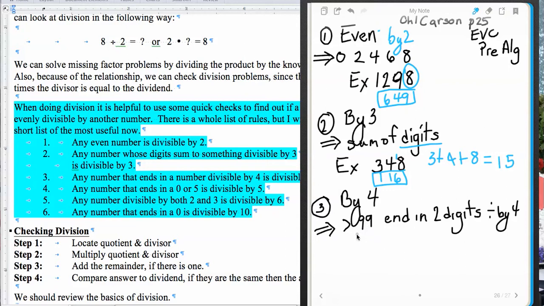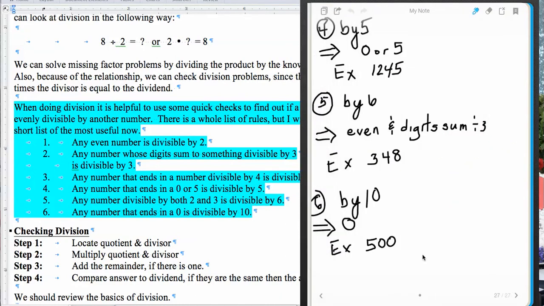Divisibility by 4, for any number that's greater than 99: if it ends in a 2-digit number that's divisible by 4, we know that it's divisible by 4. An example of this would be 1024. 1024 is divisible by 4 because 24, the last 2 digits, are divisible by 4. So let's check it out. 4 will go into 10 2 times with 2 left over. 4 will go into 22 5 times with 2 left over. And 4 will go into 24 6 times. And you see, indeed, that it is evenly divisible by 4.